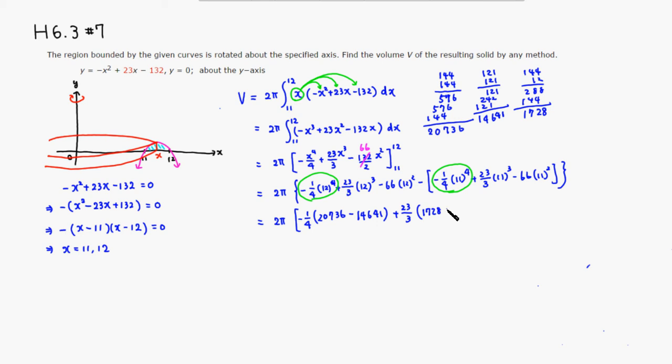1,728, and minus 11 cubed would be 11 times 121, so it's 1331. Last one is negative 16 times 12 squared is 144 minus 11 squared is 121. Right. So we have that. So this is going to be equal to 2 pi. Right. So it's a negative 1/4 times.